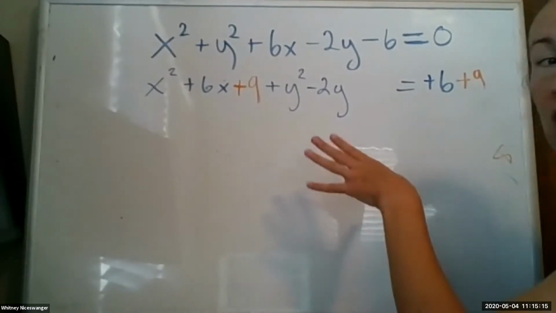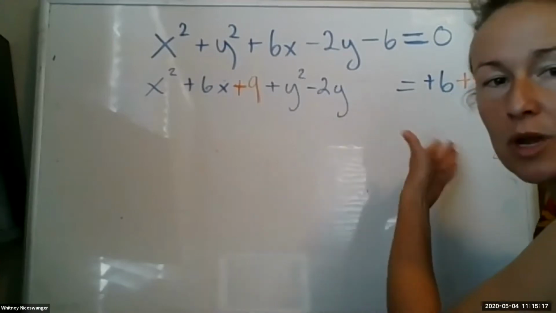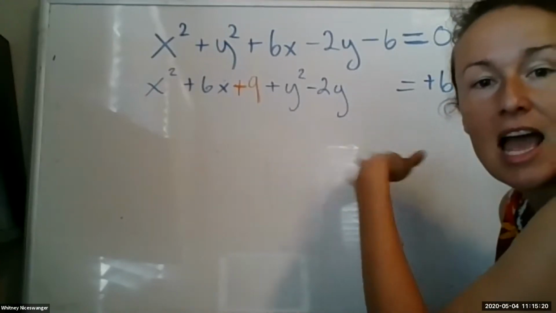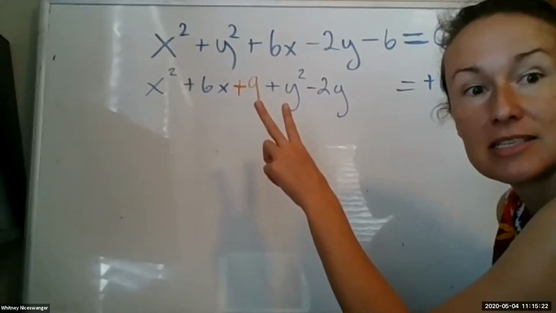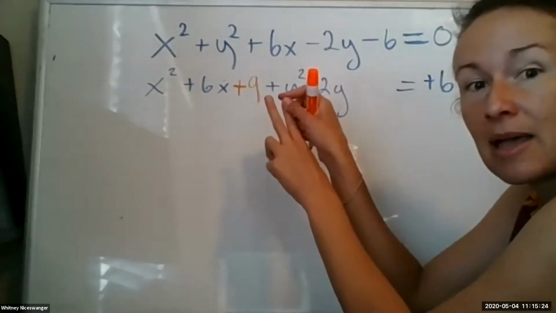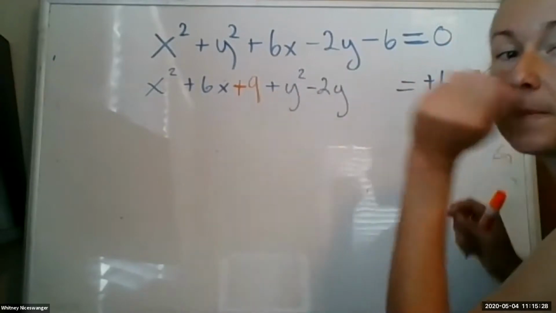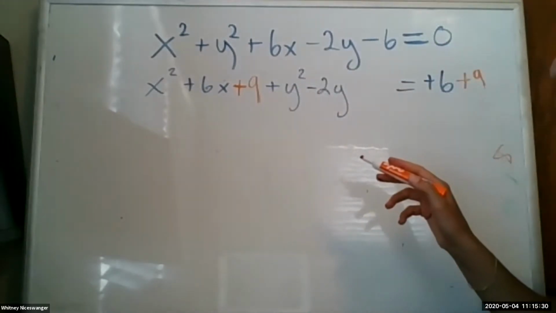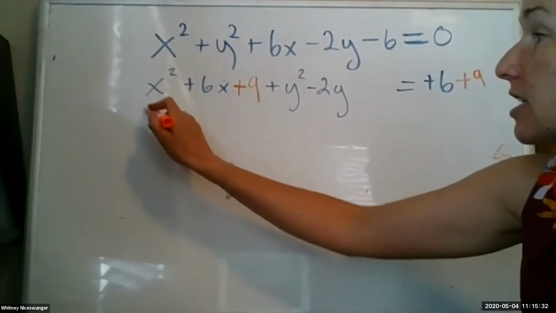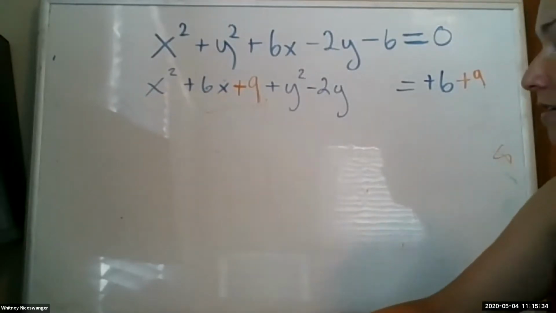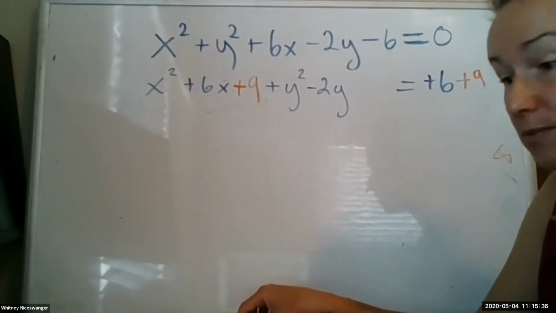So here, because we're not in that function notation, because we know we want a constant term over here anyways, instead of doing a plus 9 and a minus 9 on the same side, I take that minus 9 and just add 9 to the other side. Okay. Now, this thing here is going to be our perfect square. It's going to factor to x plus 3 squared.